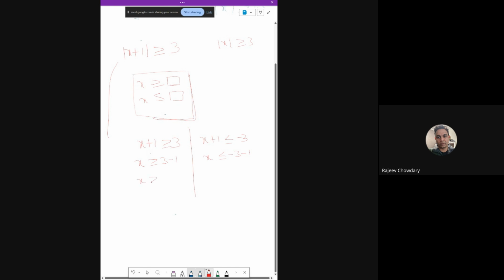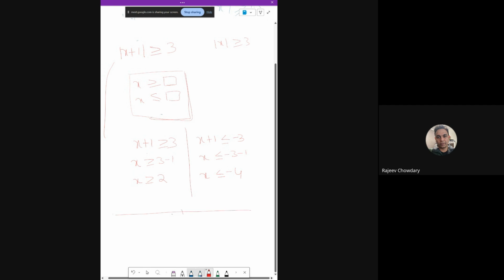So this is x is greater than or equal to 2, and x is less than or equal to -4. Do you understand this now? I think most of you are right for the positive answer. I think for the negative answer, there is a shift. Now if you put this on the number line, how is this going to look? Let's see.